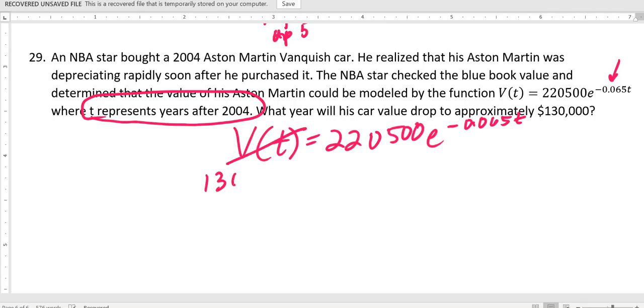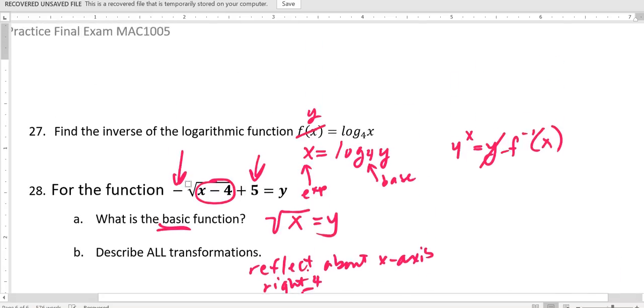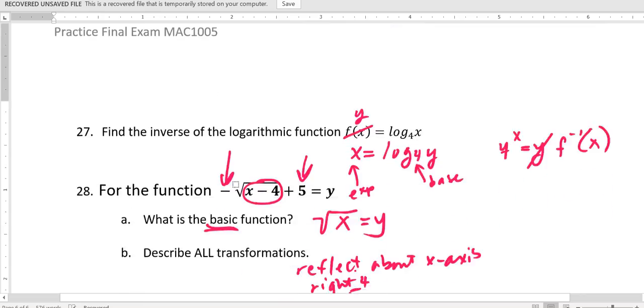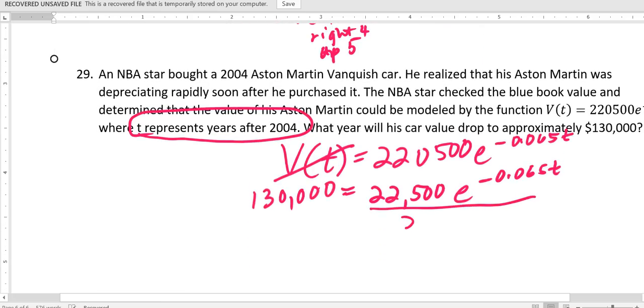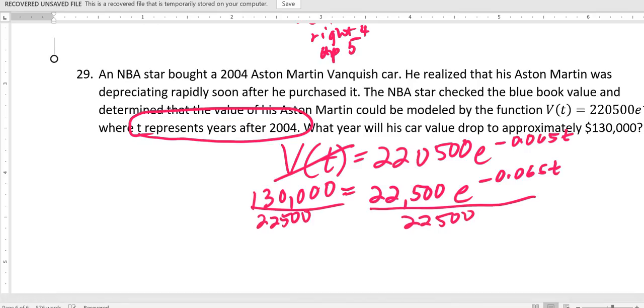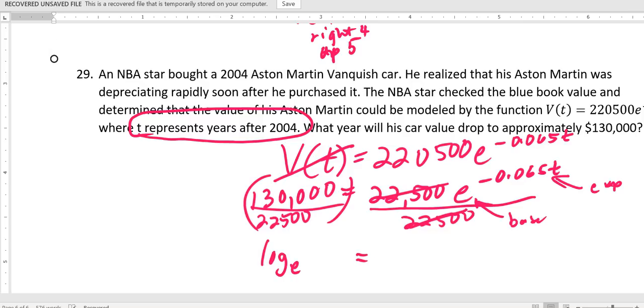So I'm going to replace V sub T with $130,000. And then this is the exact same problem, basically, as we did a minute ago. Doesn't this look a lot like the one we just did on number 26? Pretty similar. So I want to isolate my exponential. And now I want to label it. So this is my base. And this is my exponent.